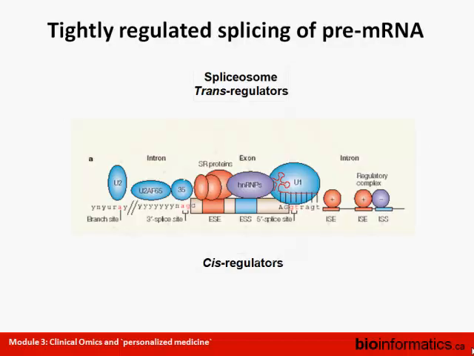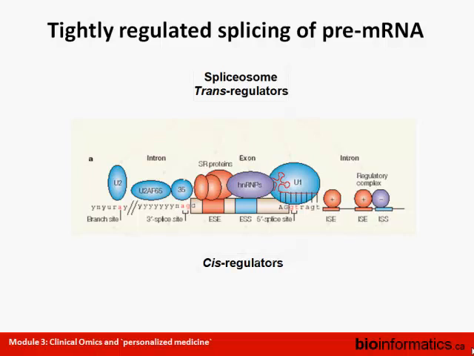Okay, so alternative splicing is a tightly regulated process, and it involves a number of cis regulators and trans regulators. The trans regulators include the spliceosome, which is a huge ribonucleoprotein complex composed of some 200 different proteins and RNAs. These are different factors, parts of the spliceosome. And cis regulatory sequences are the RNA sequences, the splicing signals.